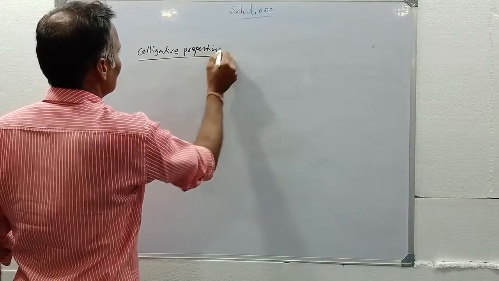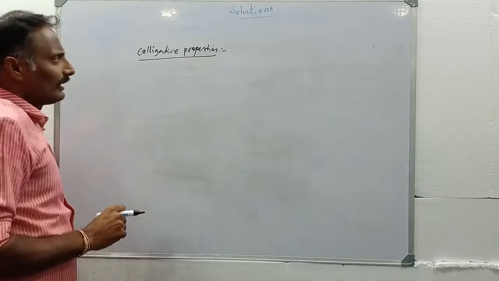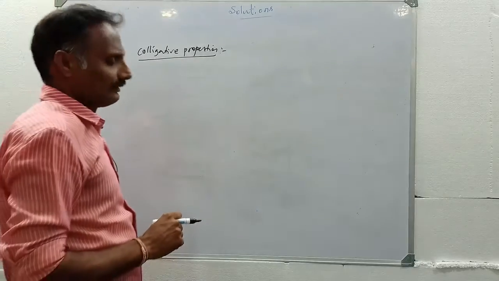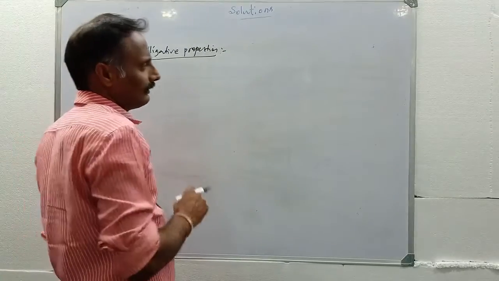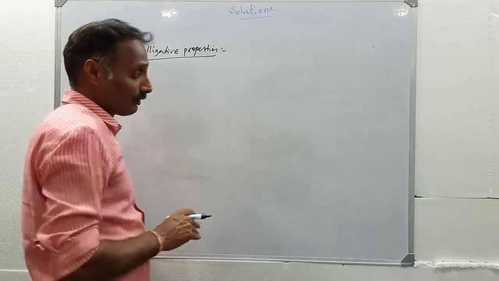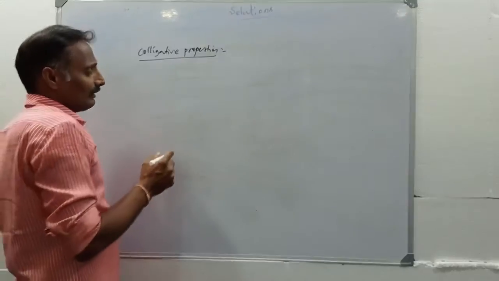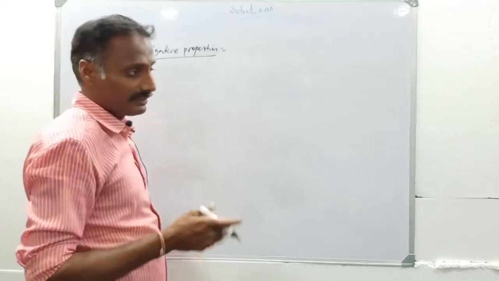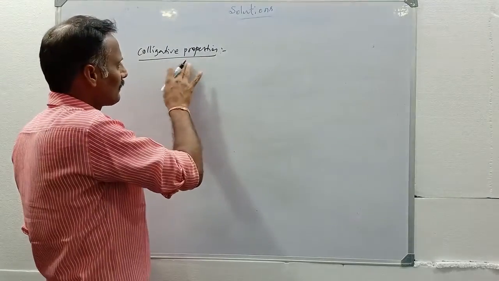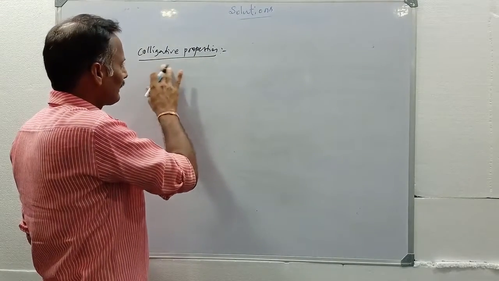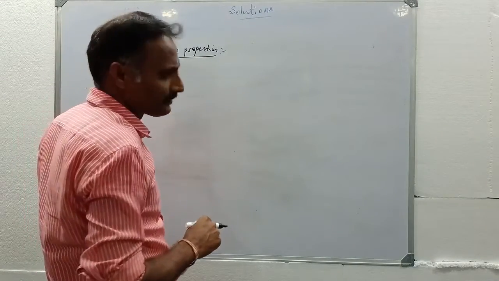Colligative properties. In the previous class we studied the lowering of vapor pressure. That means the vapor pressure of a solution is always less than that of a pure solvent. The lowering of vapor pressure is connected to many properties of solutions.